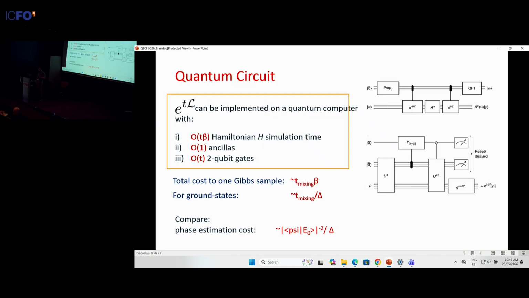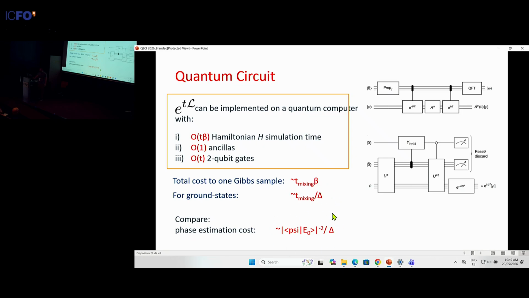What is the total cost to prepare one Gibbs sample, to prepare the Gibbs states? Well, it will be beta times T mixing. What is this T mixing? It's just this mixing time that I mentioned before. That's an issue classically. That's also an issue quantumly. That's something that we have to figure out model by model, whether this converges fast or not. And for ground states, we can replace beta by 1/gap.